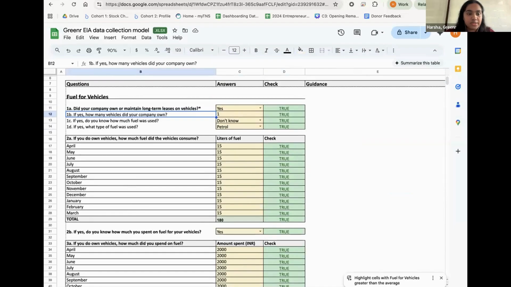So the fuel tab, as I said, covers scope 1, 2, and 3. I'll just give a breakdown of what scope 1, 2, and 3 are. Scope 1 covers the direct emissions from a company's owned sources. So your vehicles, be it cars or trucks or scooters, your machines that you use, and the fuel that these machines and vehicles consume. This would be part of your scope 1 emissions.